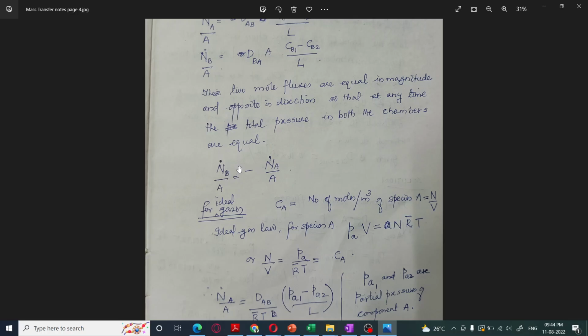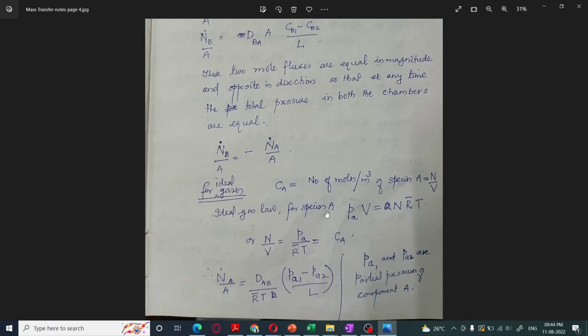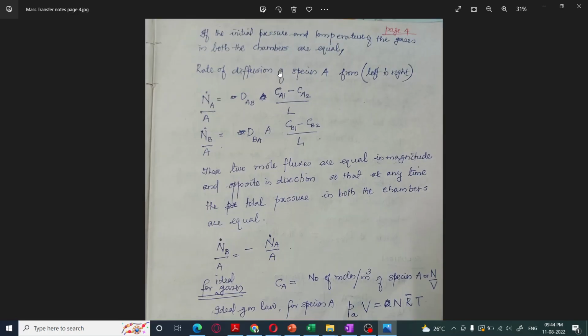So the only thing is there is a negative sign, because when we are taking N A from left to right, N B is taken from right to left. So from right to left, N B will have a negative sign compared to that of species A. Now, there is some rearrangement to be done on this equation.